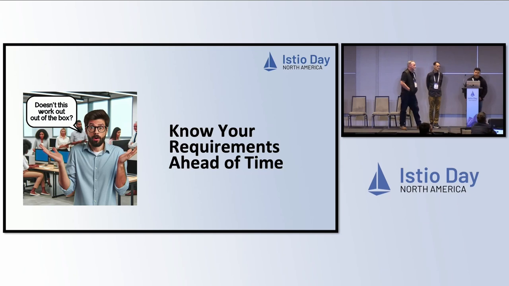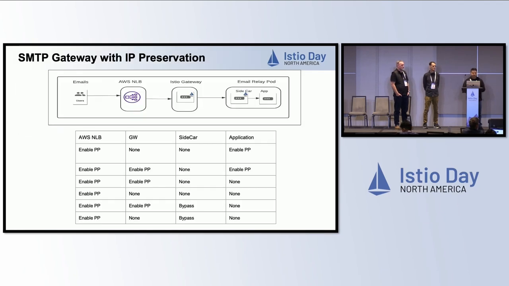Yeah, so these couple of slides may or may not directly apply to you, but this will give you a general understanding, especially for people who are starting their service mesh journey or maybe starting to implement Istio in a production grade environment. These slides, previous and the coming ones, would at least give you an idea of what all things you could potentially look at, and not just focus on the control plane and the data plane components. So one such thing was SMTP gateway with IP preservation.